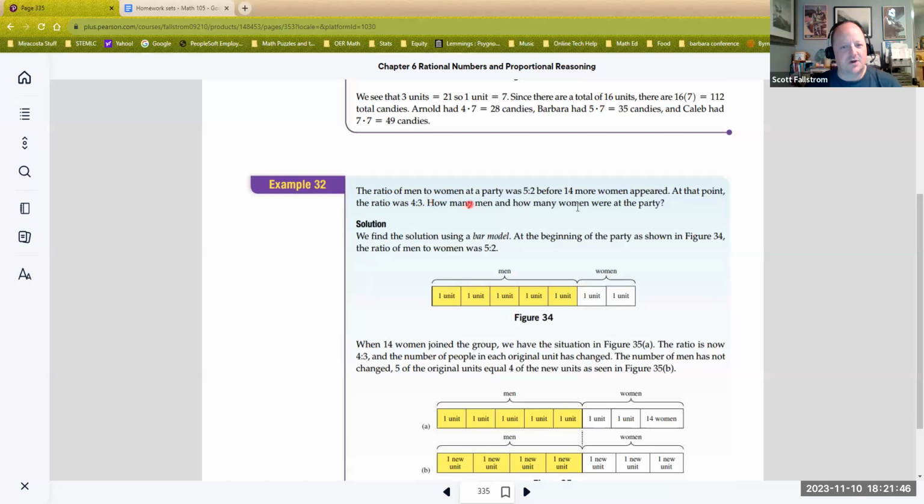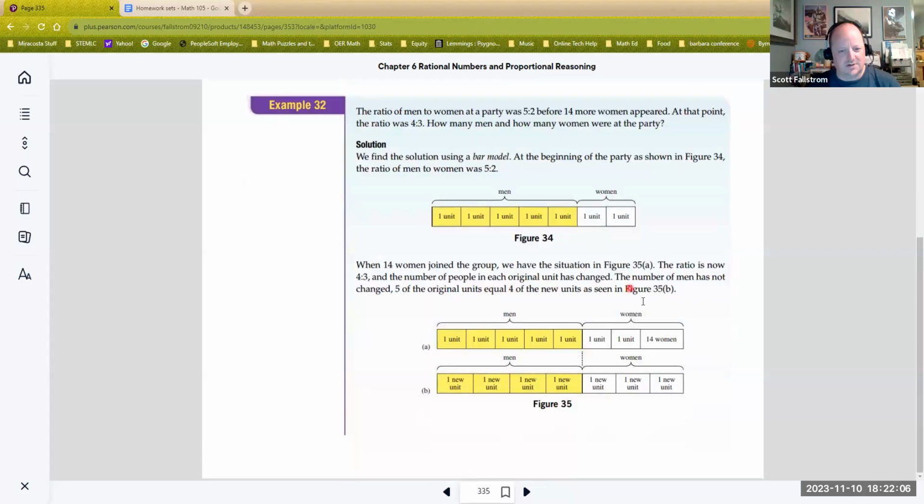Same here. These problems seem a little bit more complicated, but sometimes once you draw the picture, it becomes a lot easier. Ratio of men to women was 5 to 2. So there's the 5 to 2. And then 14 more women appeared. Okay. And now the ratio became 4 to 3. Okay, so if you draw the old ratios that you had, make sure you include 14 additional women. Now the new ratios become this because now the ratios are 4 to 3.